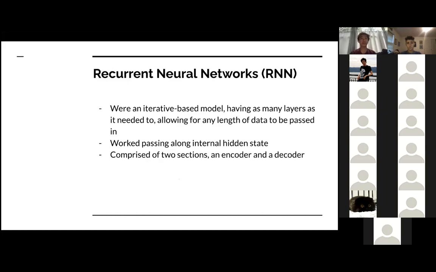So then we go into recurrent neural networks. They were an iterative based model having as many layers as it needed to, allowing for any length of data to be passed in. They worked along an internal hidden state, which means that as they passed from one node to another, they passed a state or some vector along with it so they could keep context. And they comprise of two sections, encoder and decoder.